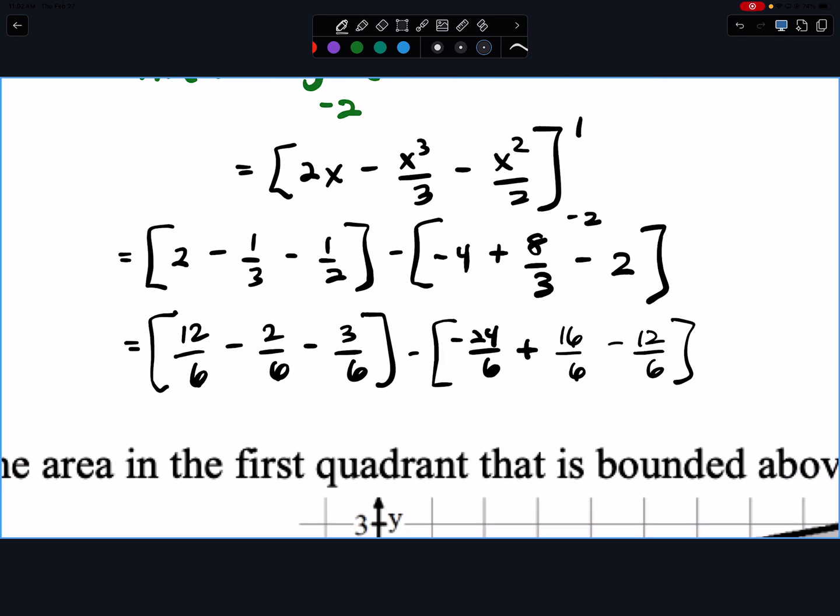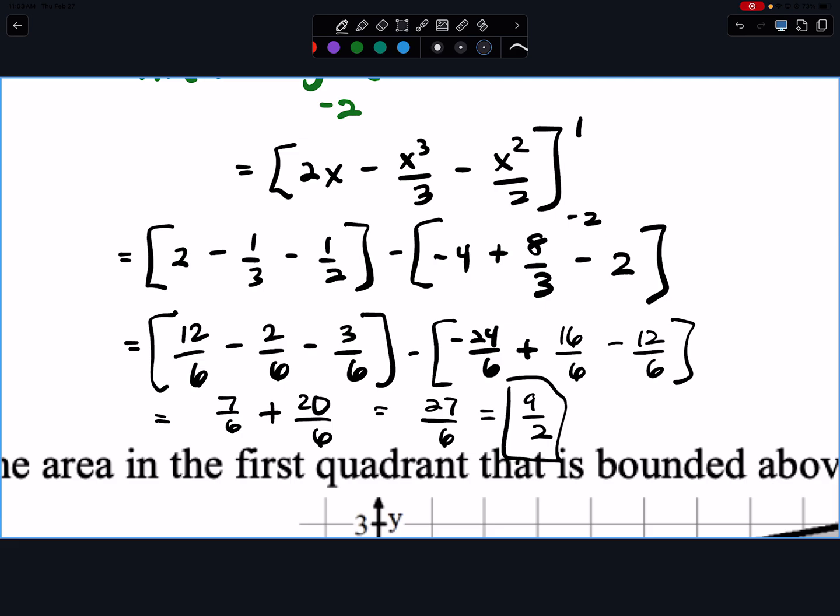Okay, so what's 12 minus 2? 10 minus 3? So this would be 7/6 minus, -24 plus 16 is -8, minus 12 is -20. So minus -20 becomes plus 20 over 6. So this becomes 27/6. Does that reduce? It does. What goes into 6 also goes into 27? 3. So this becomes 9 over 2.